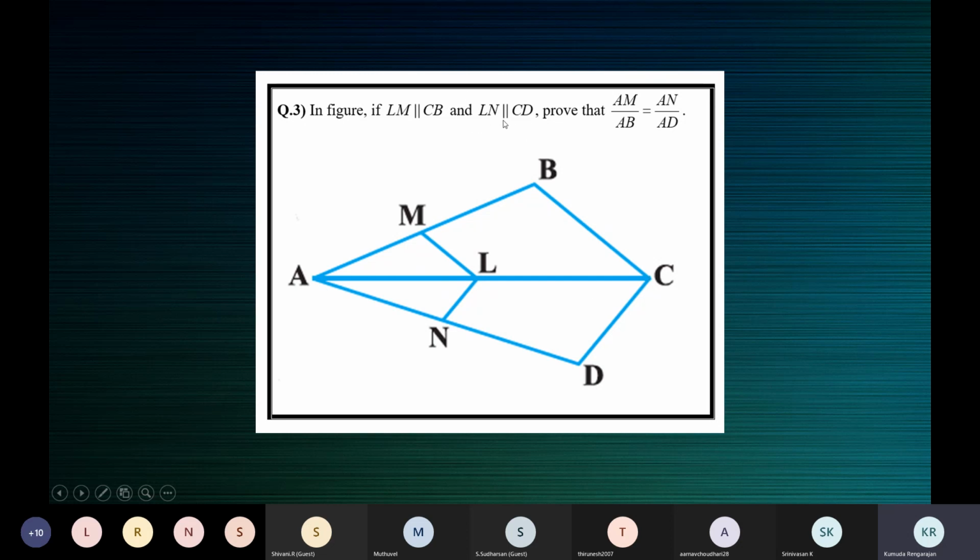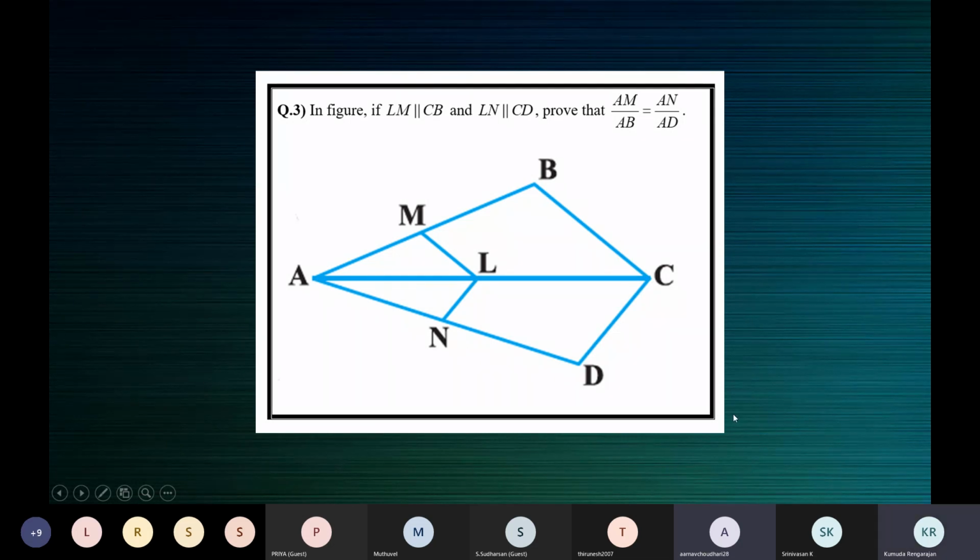Next, where can we use this information which is given, LN parallel to CD? In triangle ADC, you can use this information. LN is parallel to CD. So again, by BPT, what do we have? If LN is parallel to CD, then in this triangle, what is the proportion? CL by AL is equal to DN by AN, or AL by LC is equal to AN by ND.